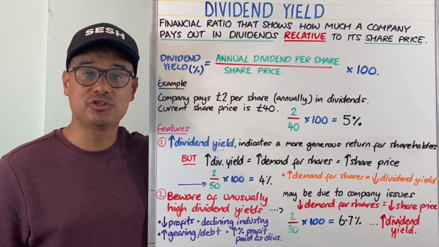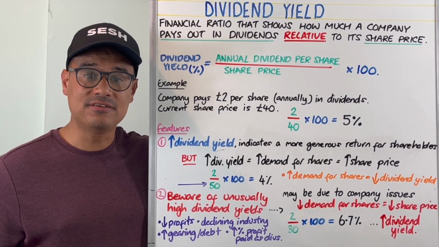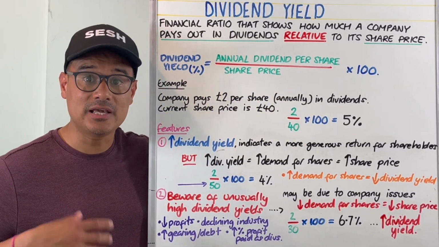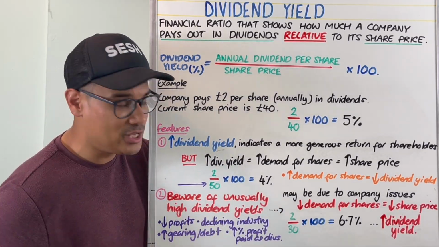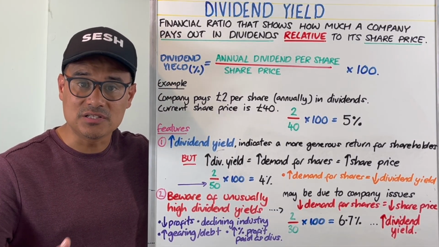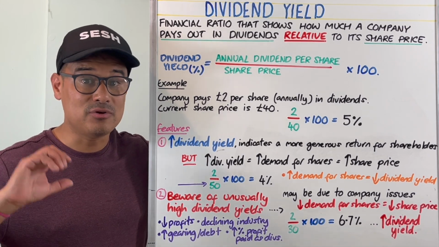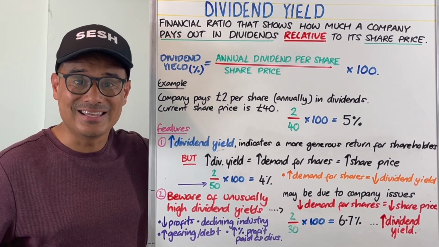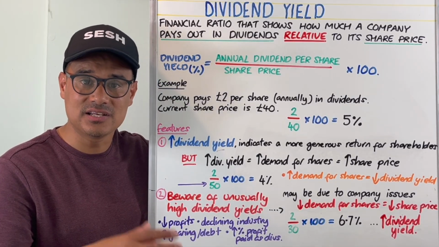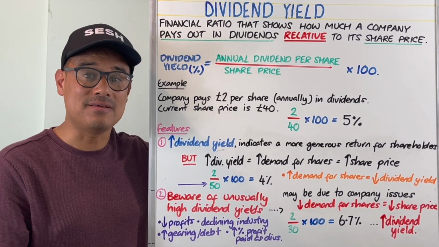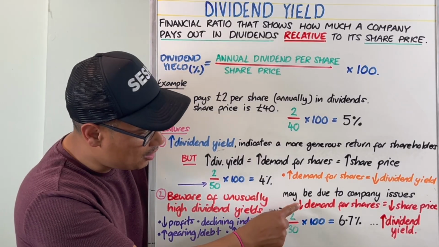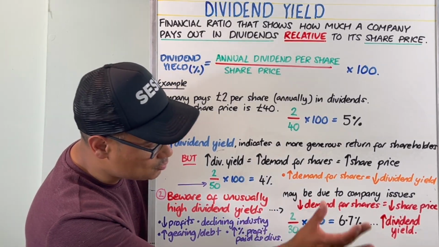Now, the second key feature is that you should be aware of unusually high dividend yields. They might be because there are company issues. Maybe it's lower profits, or the industry the business operates within is declining, maybe you have very high debt loads, so high gearing ratios, or maybe most of the profits are just being paid out as dividends, suggesting not much is being invested in the business for the long term. All of those might signal less demand for shares.